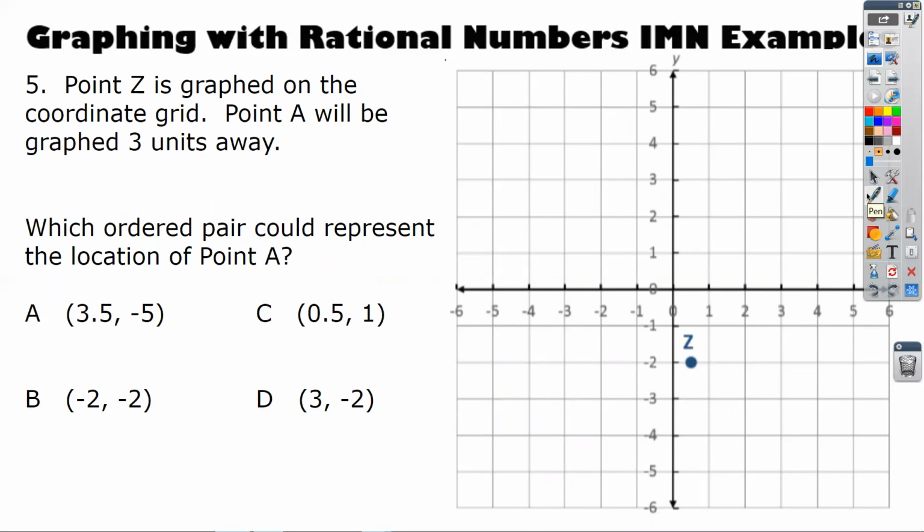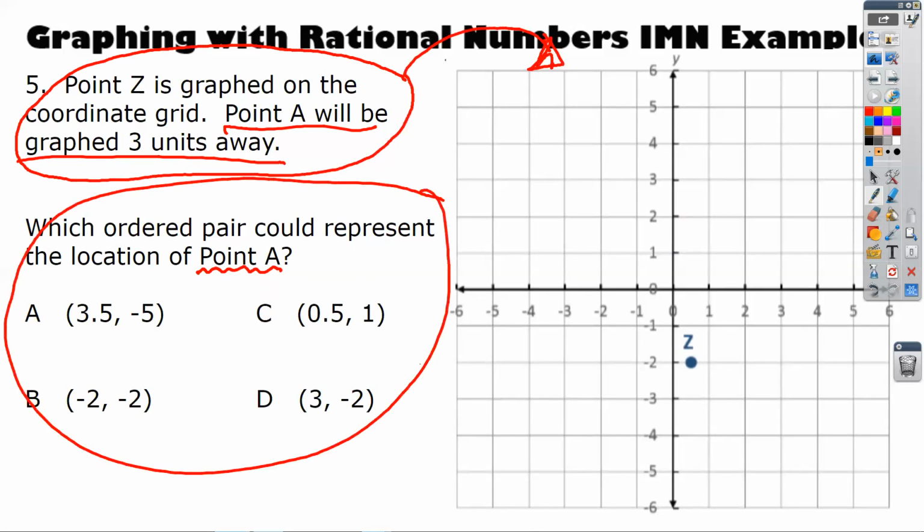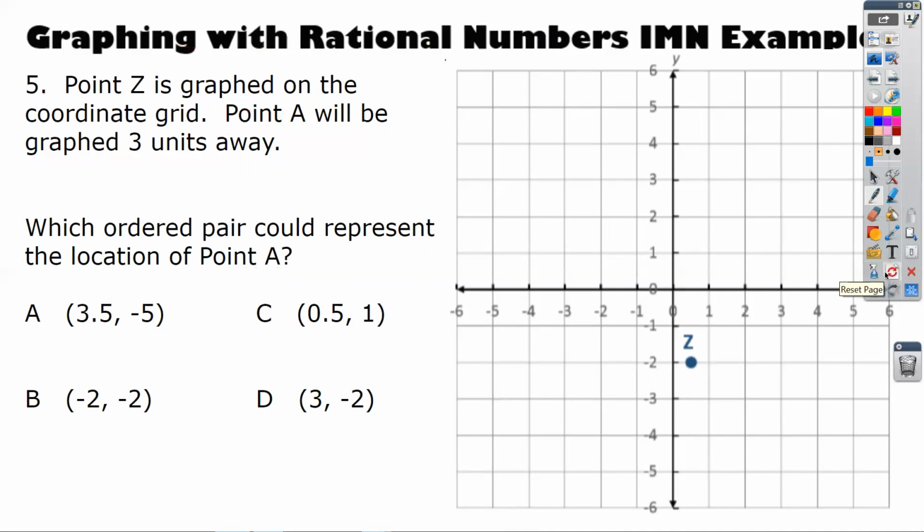And the last one, number 5, says point Z is graphed on the coordinate grid. Point A will be graphed 3 units away. Which ordered pair could represent the location of point A? Now, on homework and on tests, be careful. A lot of times, this section will be above the graph, and this question will be below the graph. And a lot of times, y'all skip that and don't even read it. And then you're confused because you look at this and wonder, where's point A? It doesn't make sense. So you just figure out where point Z is and circle that one. Guys, please make sure you read everything carefully.